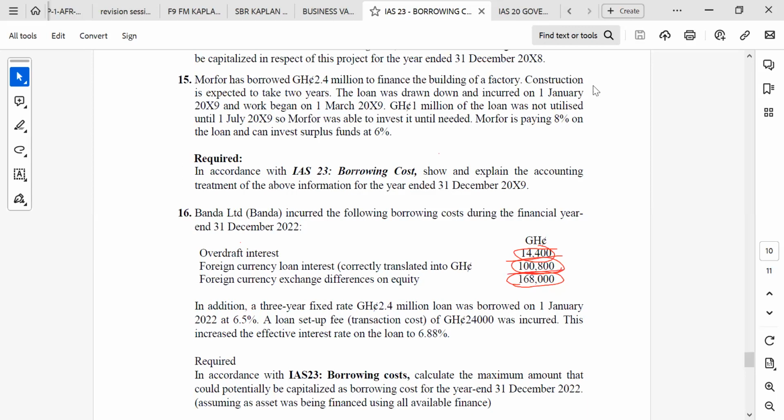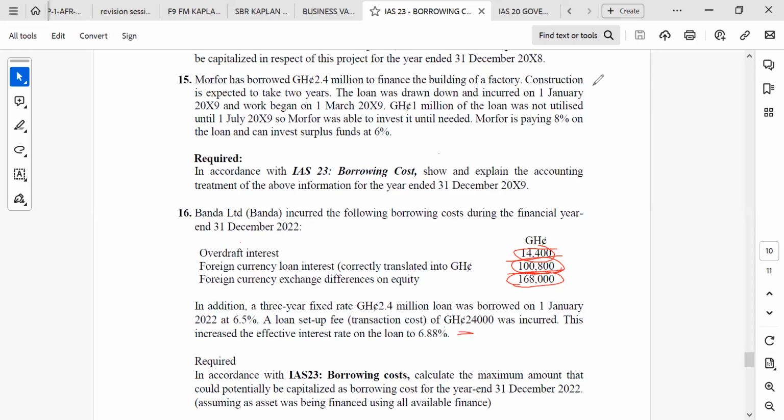Okay. Let's come to the next one. In addition, a three-year fixed rate 2.4 million bond loan was borrowed on 1st January 2022 at 6.5%. A loan setup fee, transaction cost of 24,000 was incurred. This increased the effective interest rate on the loan to what? 6.88. So how do we account for this?